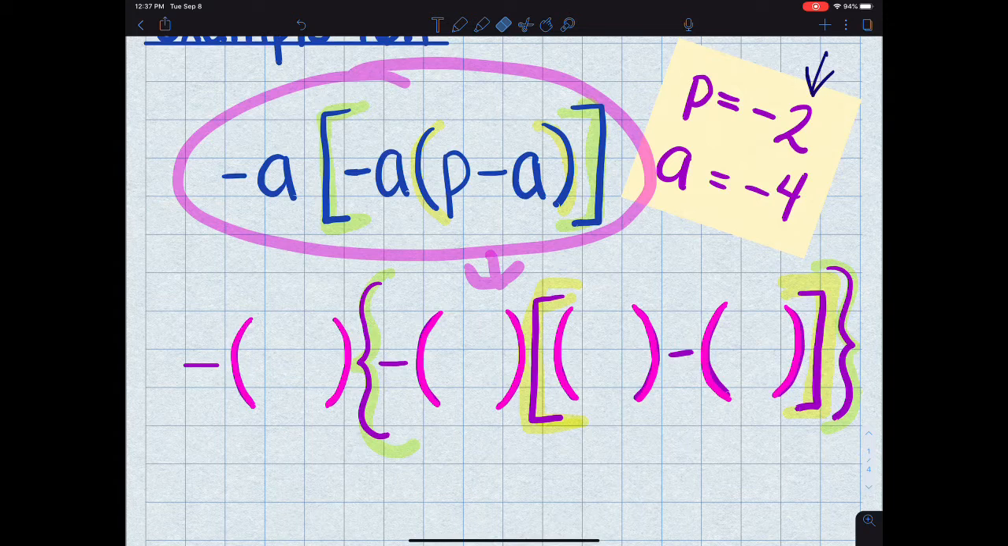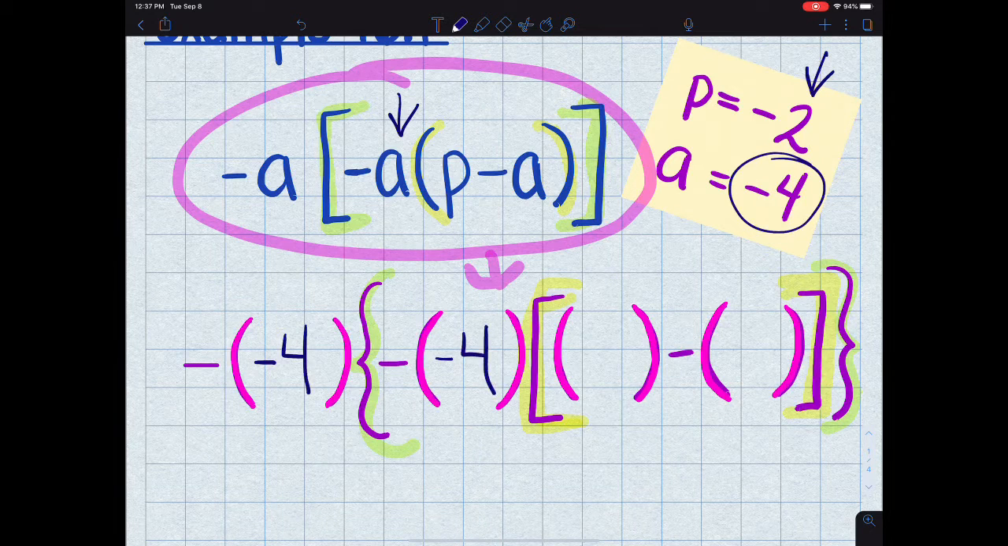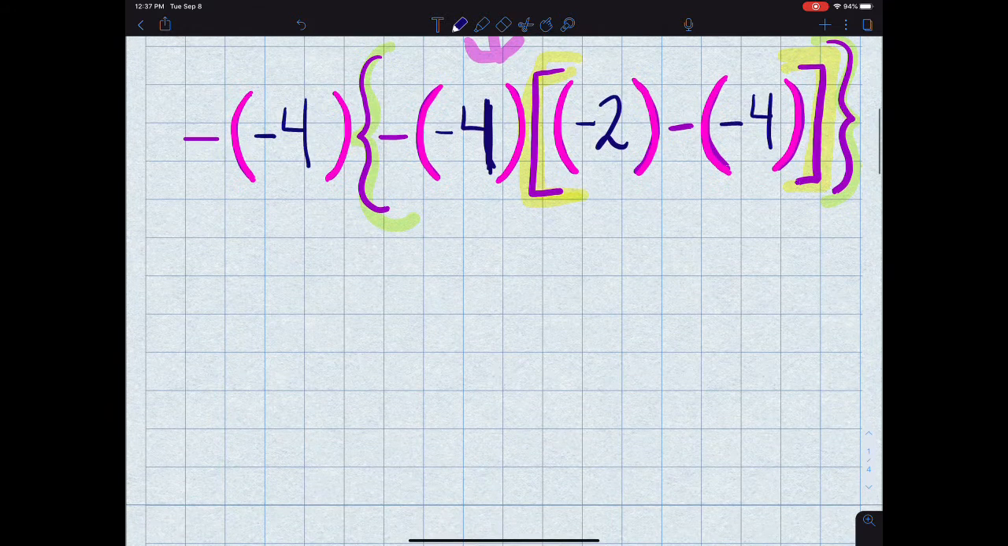So it starts out with the -A. So I'm just going to put -4 inside those parentheses. And I'm just going to keep all the symbols the same. And then I'm going to put another -4 in place of this A. So -4 here. Whoops, I didn't write that very well, but that's all right. You get the idea. And then where it says P minus A, I'm going to put -2 minus -4. Okay. And then we're just going to simplify from there and use the order of operations.